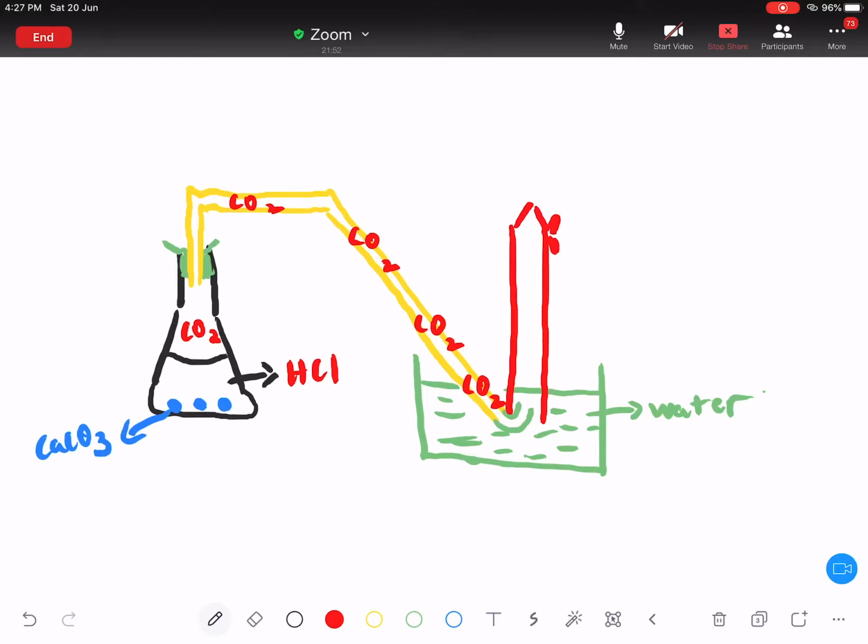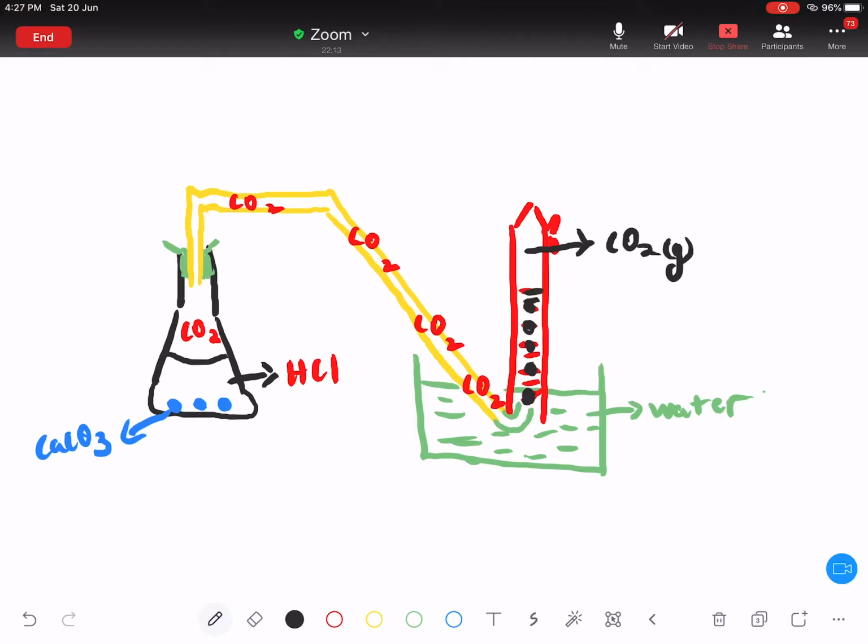Comel je burette. Okay, so what will happen, guys? When the carbon dioxide gas comes, it will form bubbles, gas bubbles. Blub blub blub. In the burette, you collect the carbon dioxide gas.